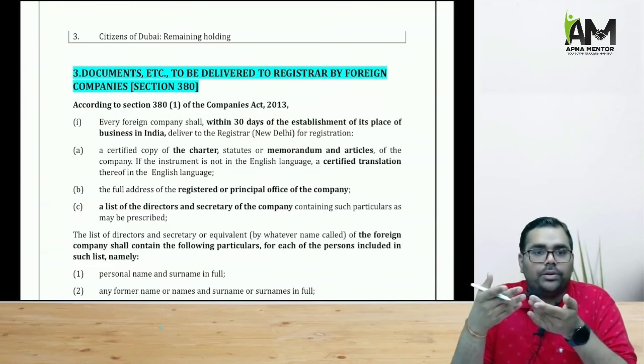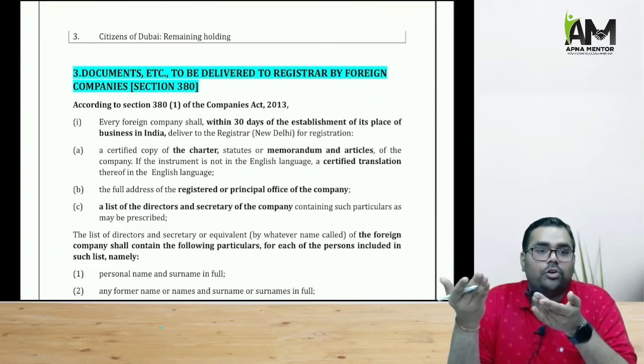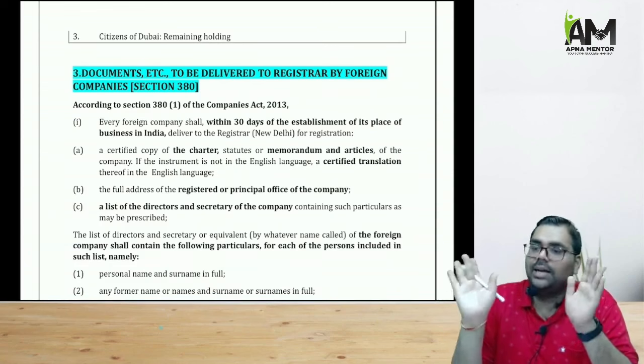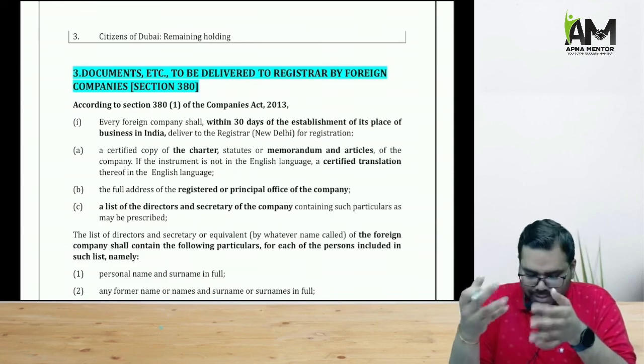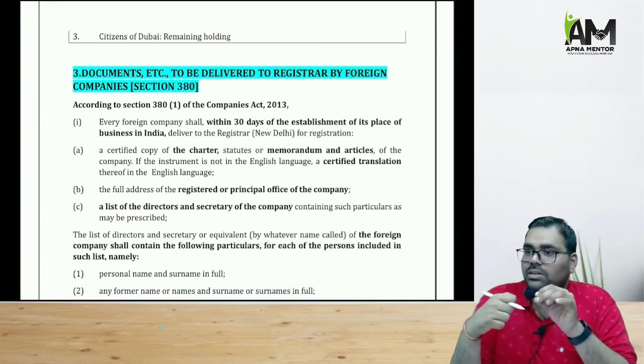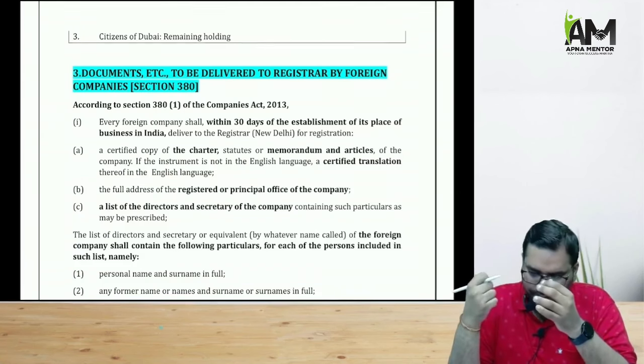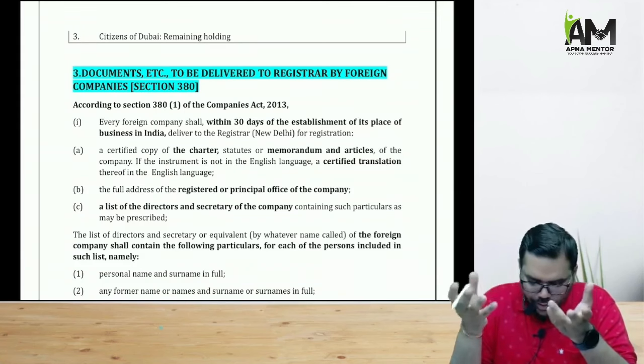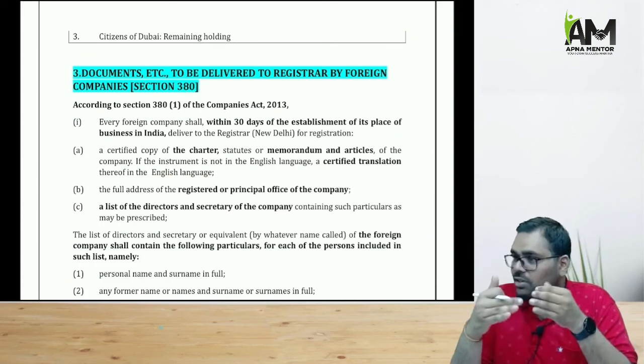जो भी उनका main document होगा, that we call as charter. So copy of your charter. Copy of your memorandum if you have. Copy of your articles.